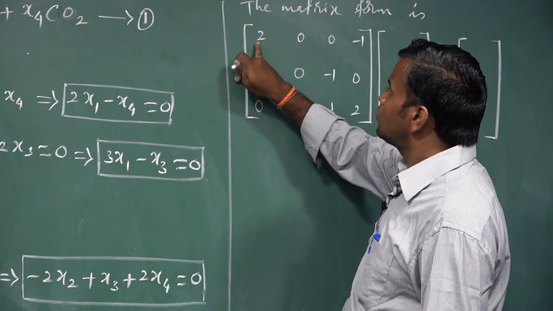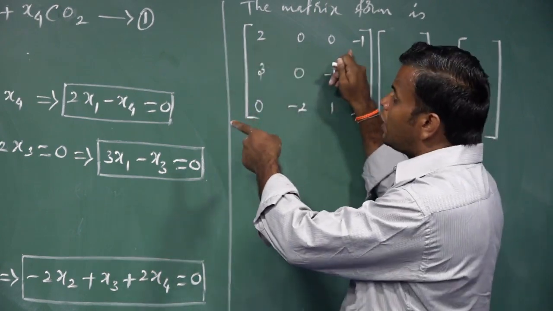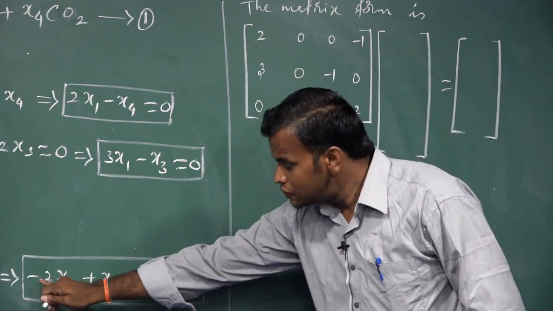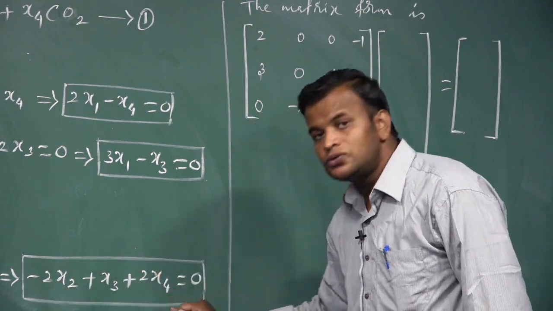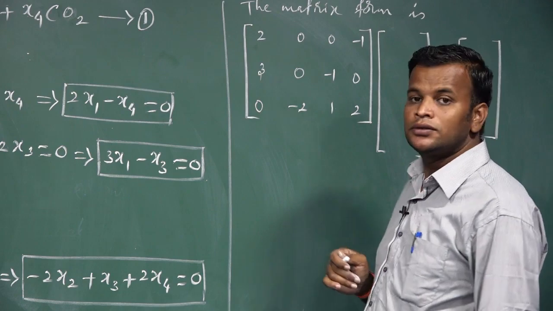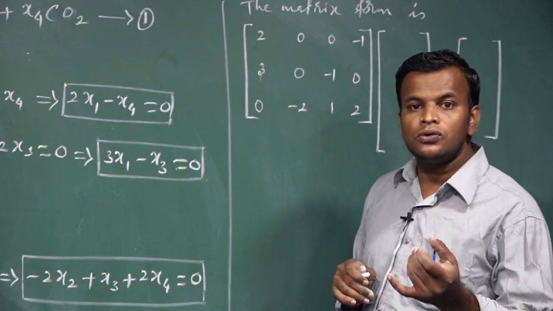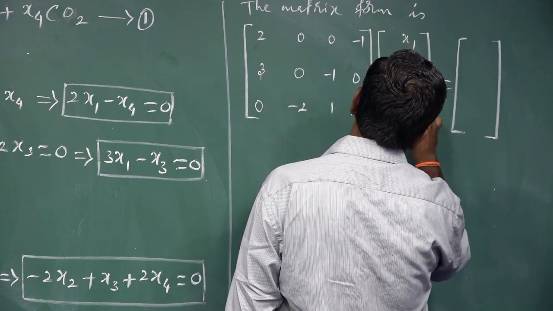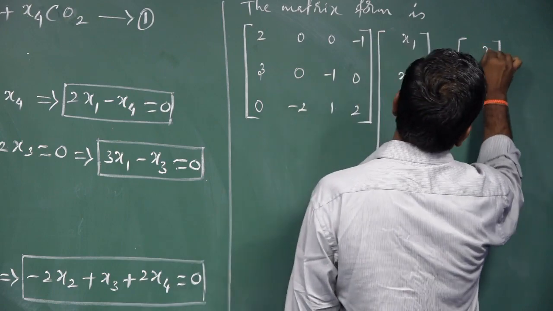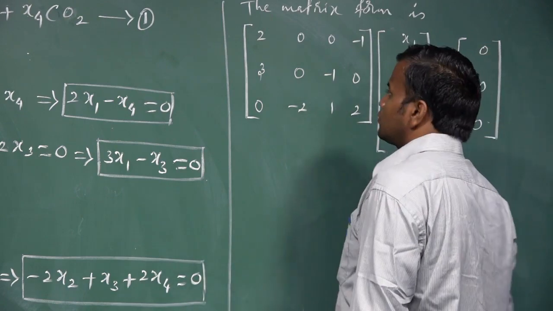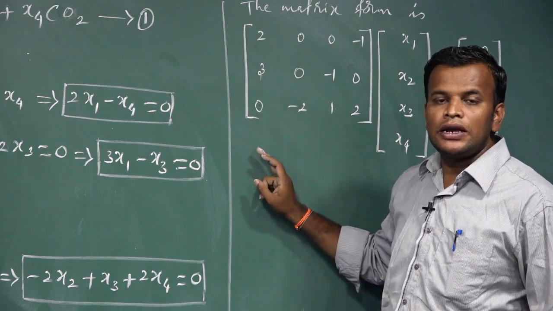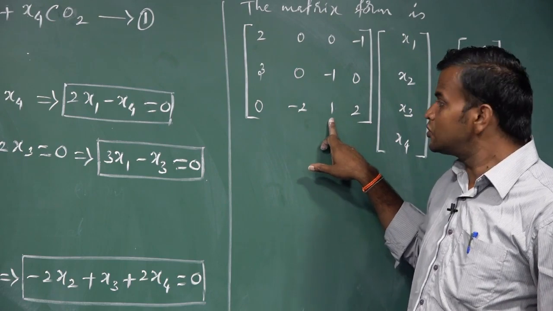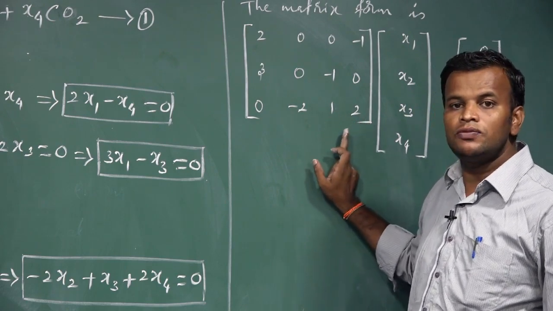Now I check: 2, 0, 0, minus 1; 3, 0, minus 1, 0; 0, minus 2, 1, 2. And here the values are from x1 to x4: x1, x2, x3, x4. RHS is 0, 0, 0. So the first column is the coefficients of x1, the second column is the coefficients of x2, the third column is the coefficients of x3, and the fourth column is the coefficients of x4.